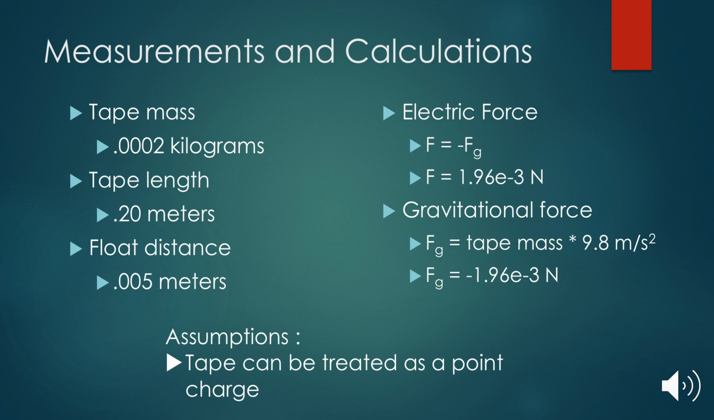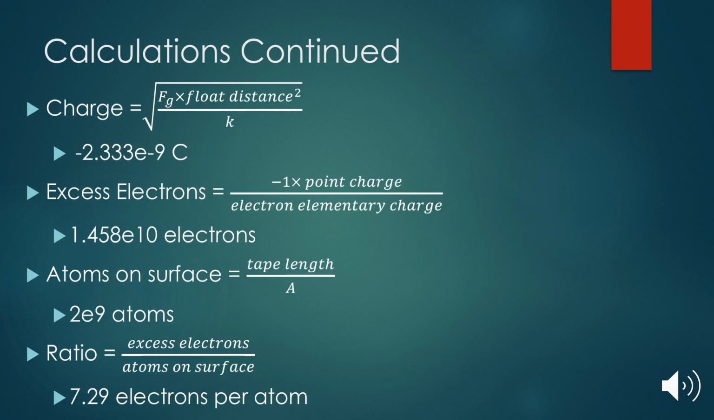The electric force was found by the negative of the gravitational force because they are equal and opposite, and that comes out to be 1.96 times 10 to the negative 3 newtons for the electric force. The gravitational force was found by multiplying the tape mass by the gravitational constant, which is 9.8 meters per second squared, and that came out to be negative 1.96 times 10 to the negative 3 newtons.